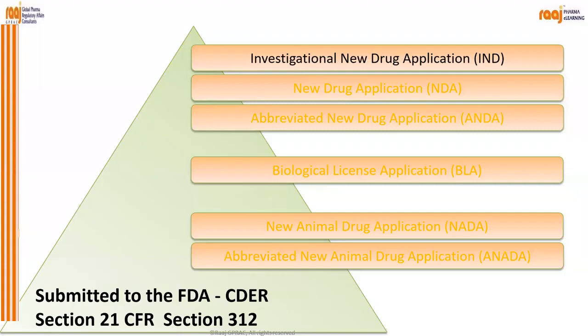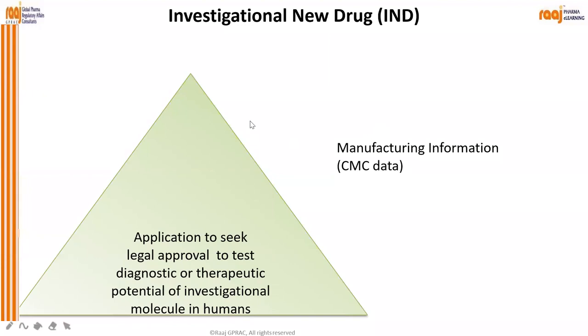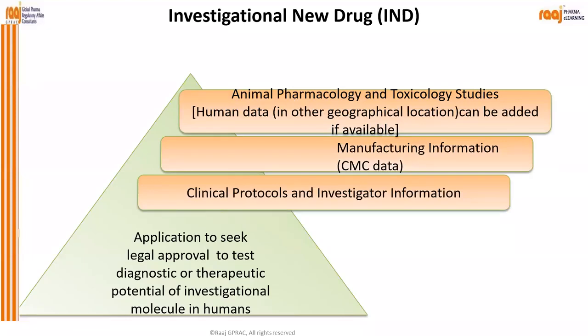Now, IND, you must have heard this is a popular term used everywhere. So IND is nothing but the investigational new drug application. Correct? So we have to study animal pharmacology and toxicological studies, and then go for IND. During IND you have to get the proof of concept study, whether the formulation is workable or not. That CMC data also goes along with the IND, along with your clinical protocol and investigator information. Here, this application is to seek the legal approval to test the diagnostic or therapeutic potential of the investigational molecule in human.